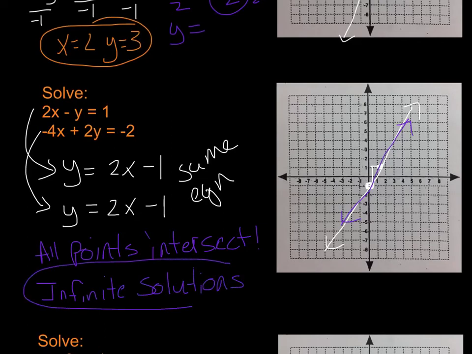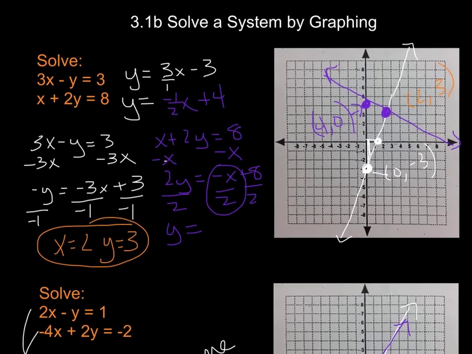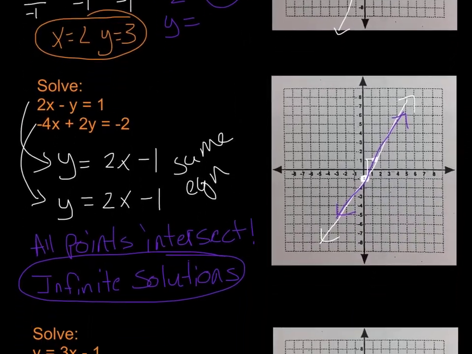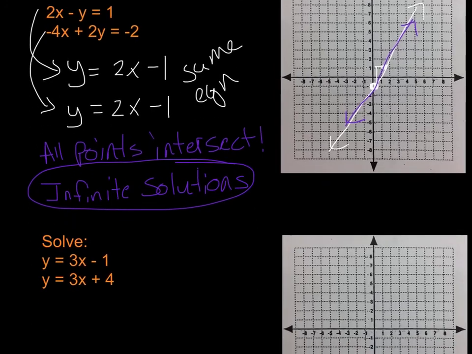Okay, so this is the case where you graph these and you happen to get exactly the same equation, which means you have exactly the same line, so infinite solutions. So most of the time, these are going to intersect at one point, and that's your solution. But in some cases, they may be the same line, and you'll have infinite solutions.